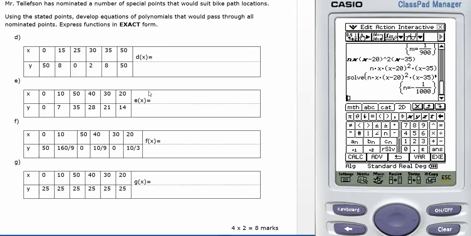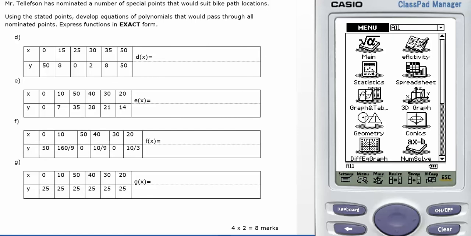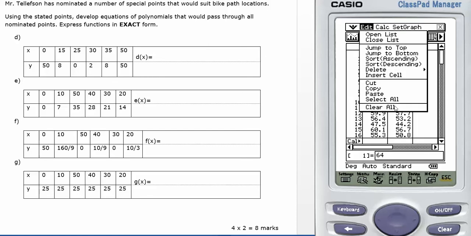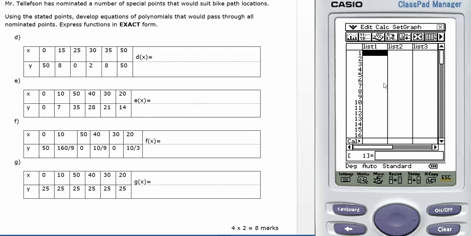Okay. Since these are in table form, I'm going to use stats, unless I don't get exact answers, and then I'm going to have to use main and simultaneous equations. So we're going to stats, edit, clear all, okay. And my first set of numbers are 0. I'm going to pause it while I enter my numbers. Okay, I've quickly entered my numbers.